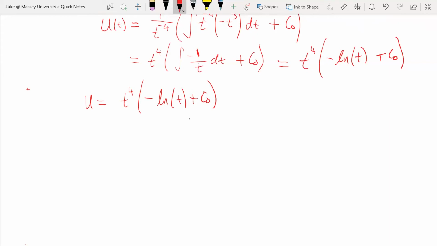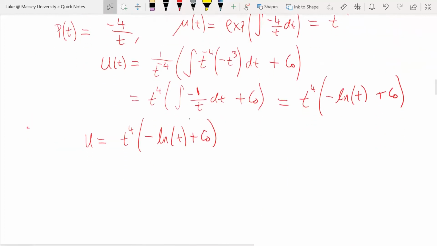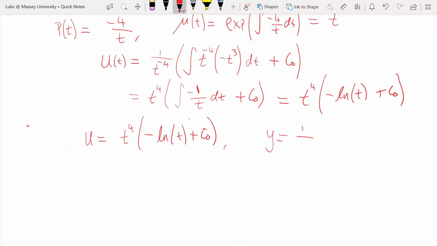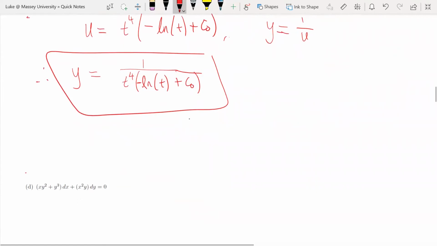We want to write this solution in terms of y, but recall that y is simply equal to 1 over u. So y equals 1 over u. Therefore we get y is equal to 1 over that thing: minus log t plus c naught. Okay, so by recognizing that that was a Bernoulli ODE, we were able to use the substitution to turn it into a linear ODE in the substitution variable, solve it using an integrating factor, then transform back into the original variable.